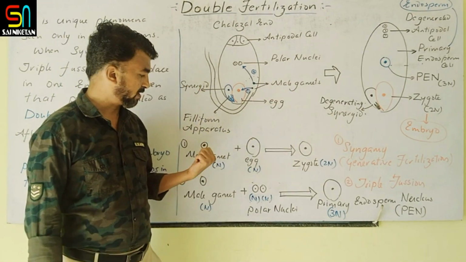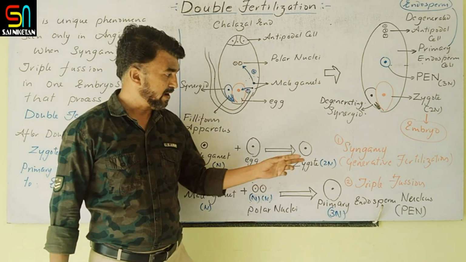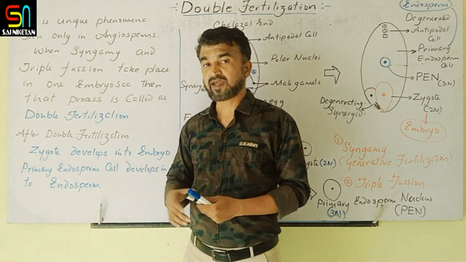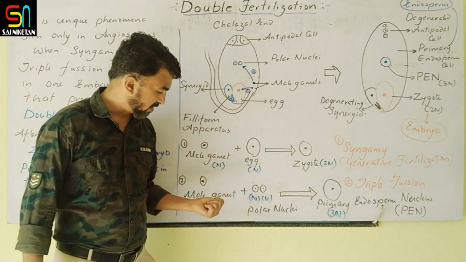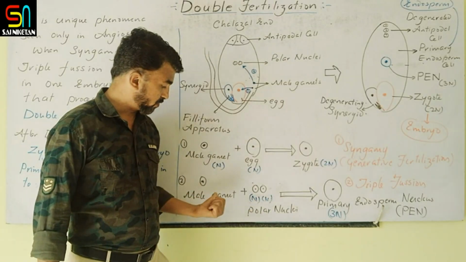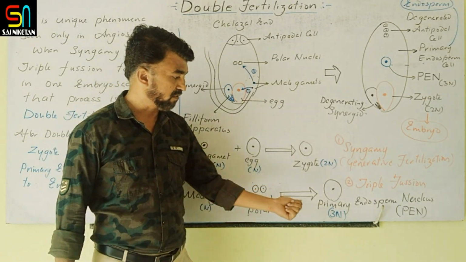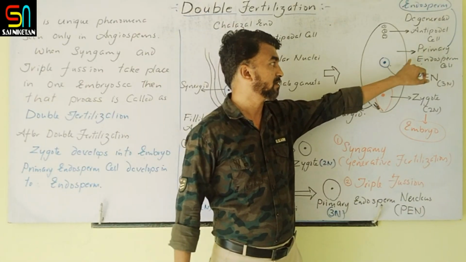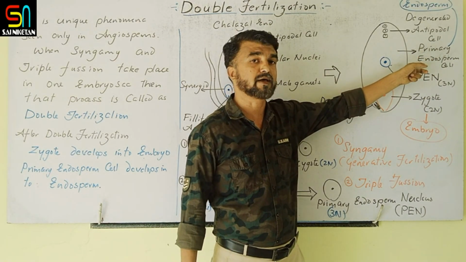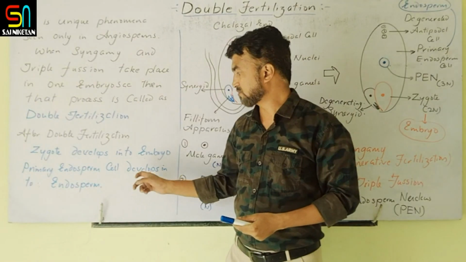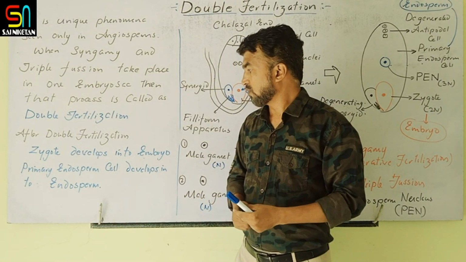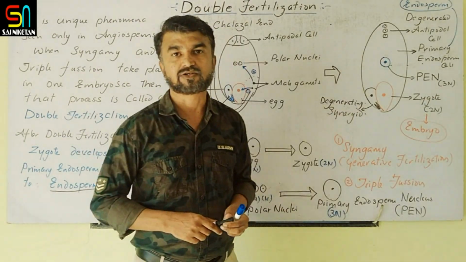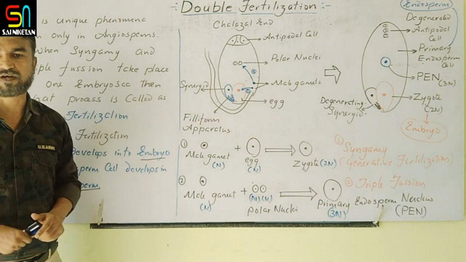First is syngamy, where the male gamete fuses with the egg and develops into the zygote. That zygote in future develops into the embryo. The second event is called triple fusion, where the male gamete fuses with the polar nuclei. So here three haploid nuclei fuse and form the triploid primary endosperm nucleus, which is present in the central cell. After double fertilization, it is called the primary endosperm cell. This primary endosperm cell develops into the endosperm. So the embryo and the endosperm are the post-fertilization structures. So this is about double fertilization.